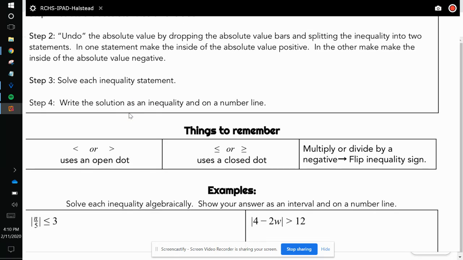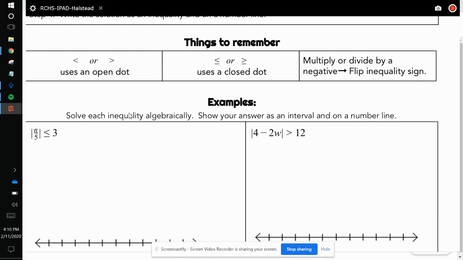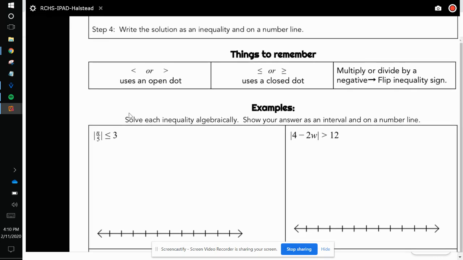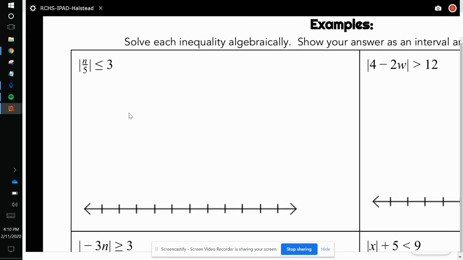So just a couple things to remember. Open dots are represented without the equal sign. Closed dots are with the equal sign. And if you multiply or divide by a negative, you need to flip the inequality sign. All right. So first off, we're going to solve these algebraically and then write the solution.